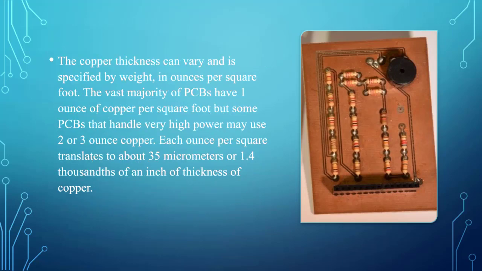The copper thickness can vary and is specified by weight, in ounces per square foot. The vast majority of PCBs have 1 ounce of copper per square foot, but some PCBs that handle very high power may use 2 or 3 ounce copper. Each ounce per square foot translates to about 35 micrometers, or 1.4 thousandths of an inch, of thickness of copper.